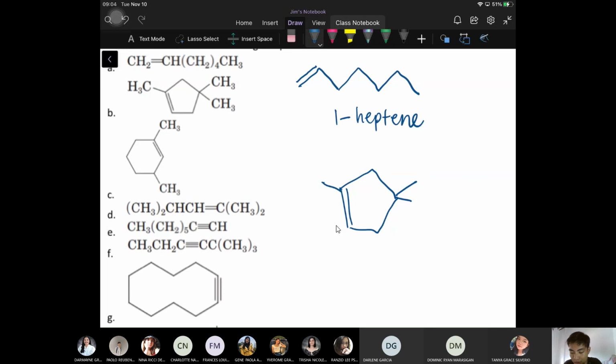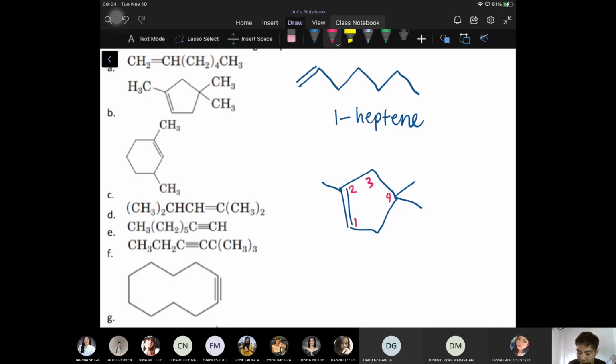Okay, so ganito. Pag ganito naman, kailangan yung numbering kasama yung double bond. Okay. Yung numbers 1 and 2, kailangan i-enclose niya yung double bond. Okay? So, pwedeng ganito yan.